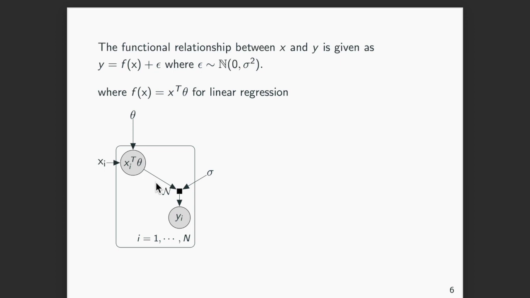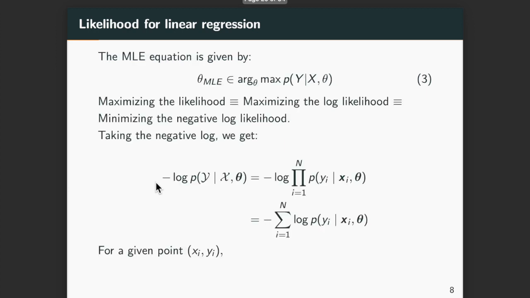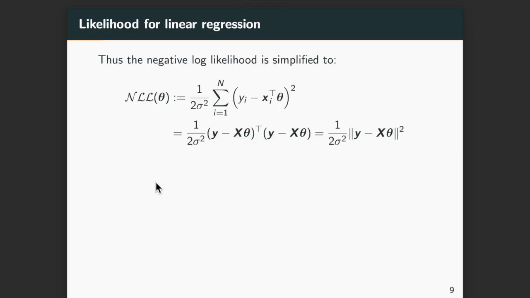And all we are now saying is that given such a data set of xi's and yi's, if we maximize the likelihood, or equivalently maximize the log likelihood, or equivalently minimize the negative log likelihood, we get an expression equivalent to what we obtained in the previous ML course, which is just the mean squared error.